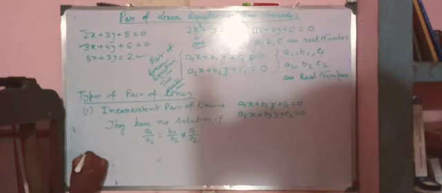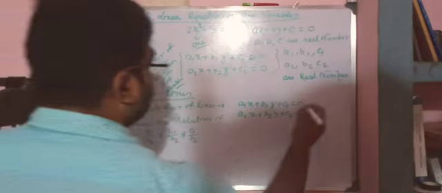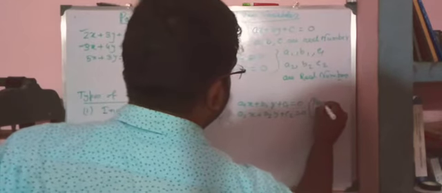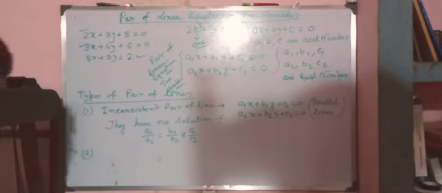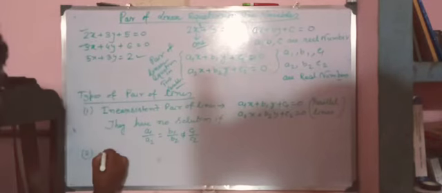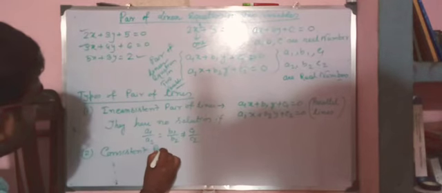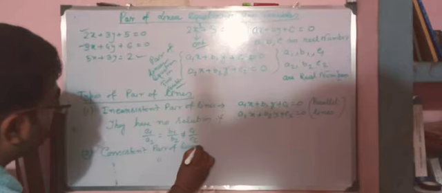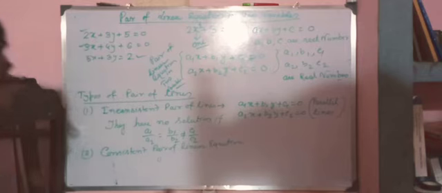Next, come to 2, that is, they will have no solution. These are also called parallel lines. Okay. Next move to consistent pair of lines. Consistent pair of linear equation.